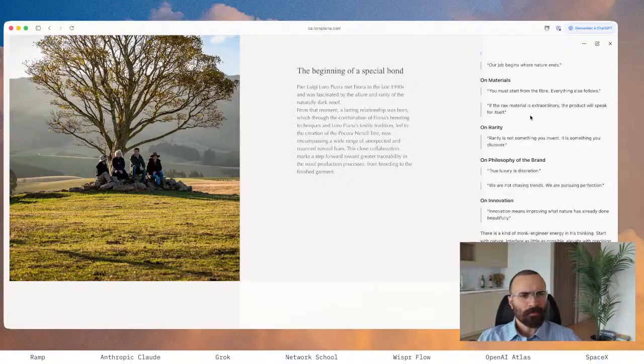On philosophy of the brand, true luxury is discretion. We are not chasing trends, we are pursuing perfection. On innovation, it means improving what nature has already done beautifully. There's a kind of monk engineer energy in his thinking. Start with nature, interfere as little as possible, elevate with precision. Wow.